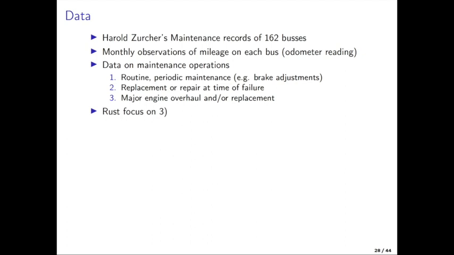Okay. And whether there was any maintenance going on, whether there was just routine periodic maintenance like brake adjustments, replacement or repair time of failure, or major overhaul or replacement on the engine. And what John Rust is focusing on is on the third category. So it's really a binary indicator. Either there's a replacement or there's not. Okay, and we have data on replacement and data on mileage.